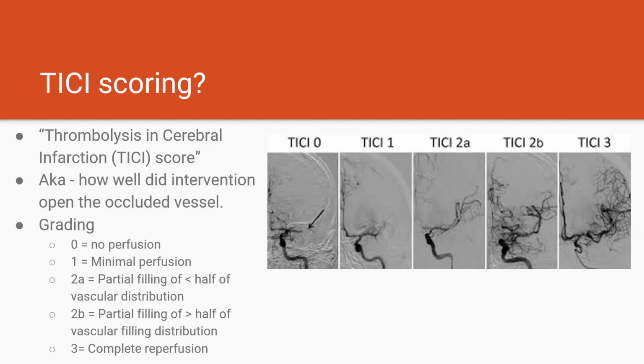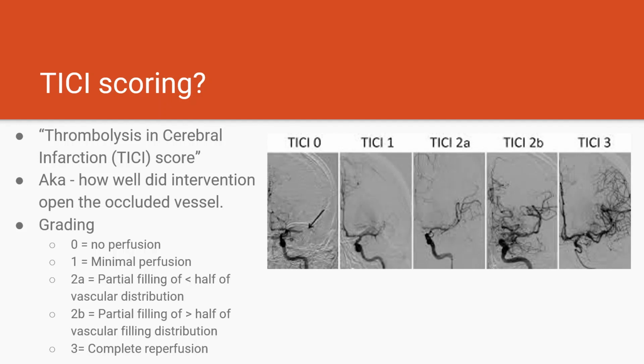And then the last thing I want you to understand about cerebral angiography is to know the basics of the TICI scoring system, because this is something you're going to frequently hear discussed on our service. So the TICI scoring system refers to how successful an intervention was in revascularizing an occluded vessel. It's graded from 0 to 3.